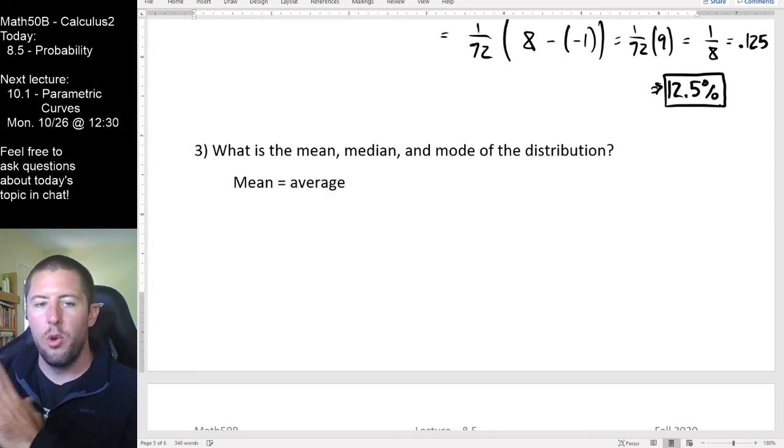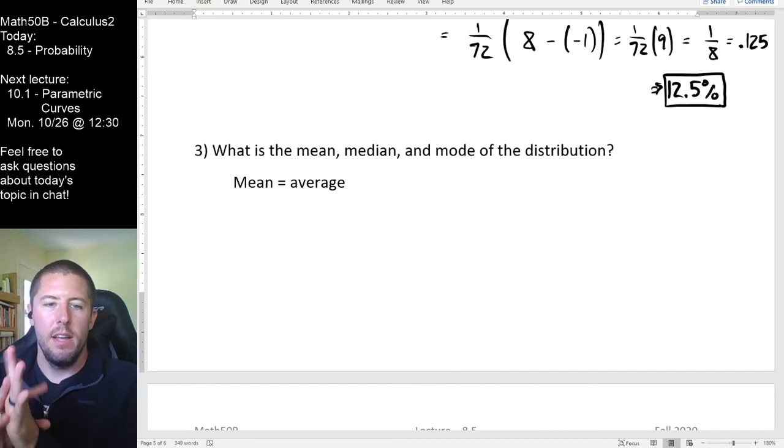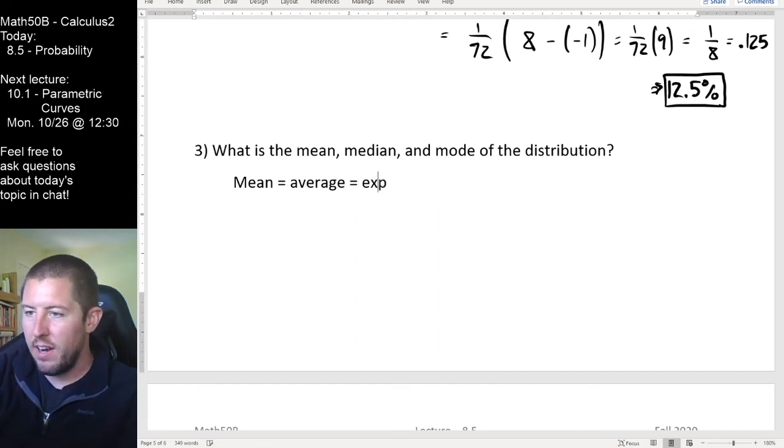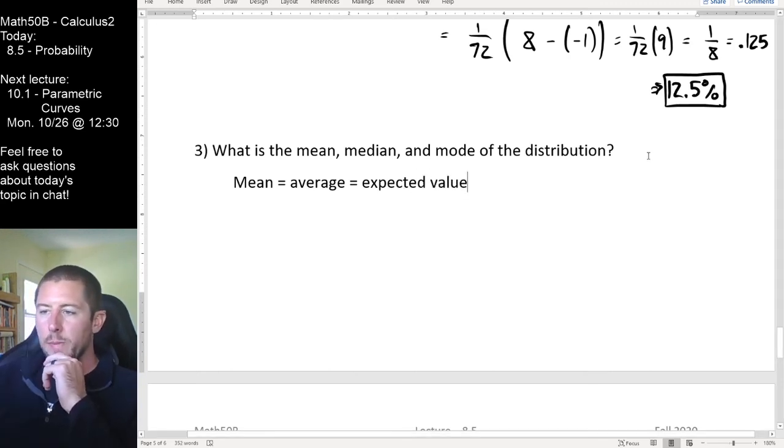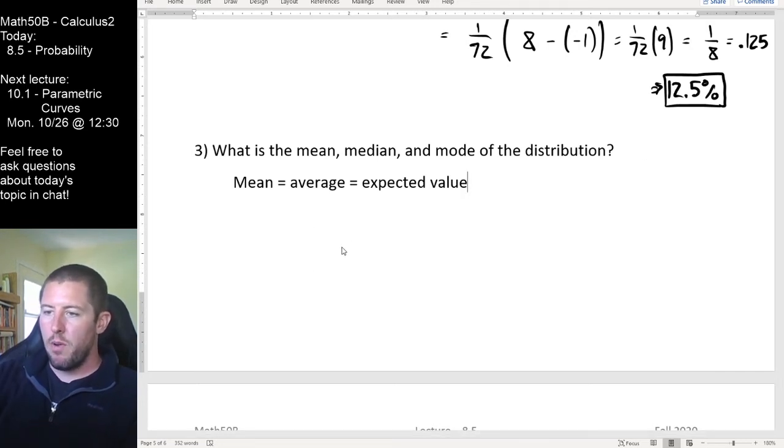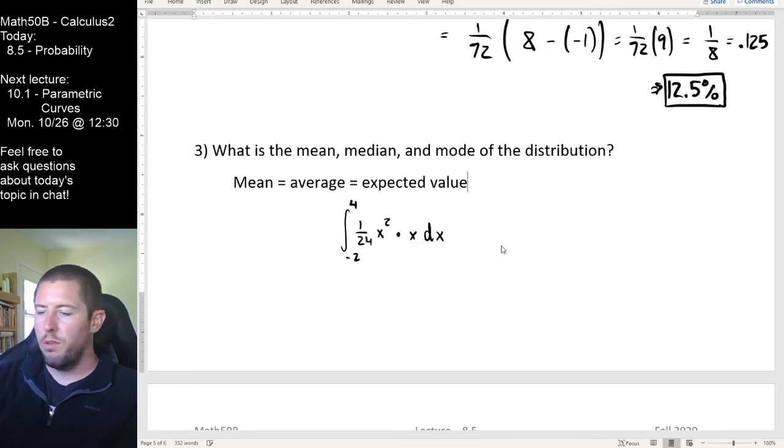The cool thing about computing the mean here is that this should literally just be the same thing as our expected value associated with this distribution. And so we can just go ahead and do our expected value computation. To get the mean of this distribution, I'm going to compute the integral of 1/24 x squared times x dx. This is our expected value. I'm going to do this over the entire support from -2 to 4.